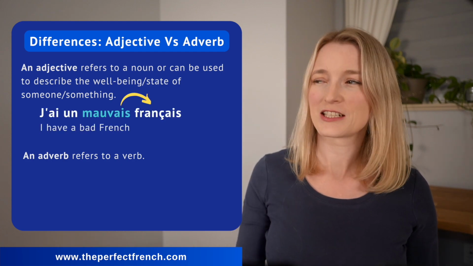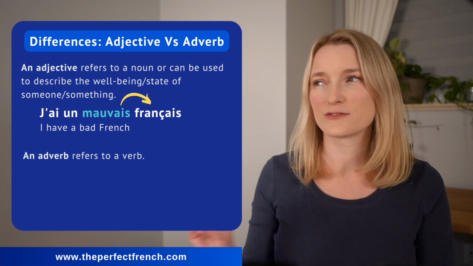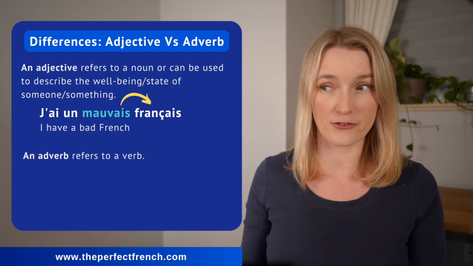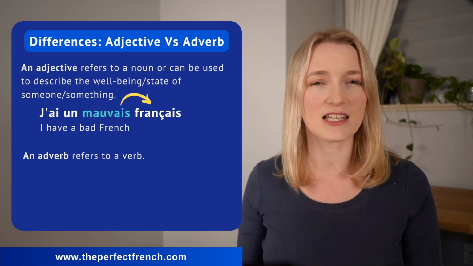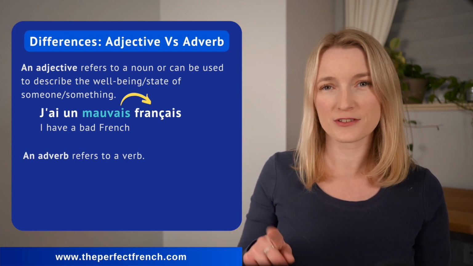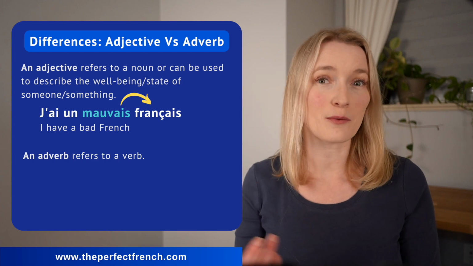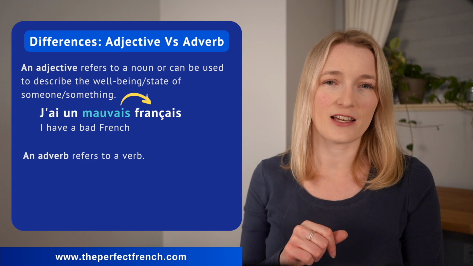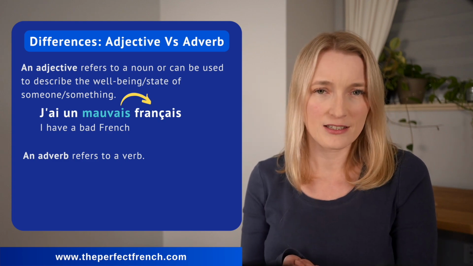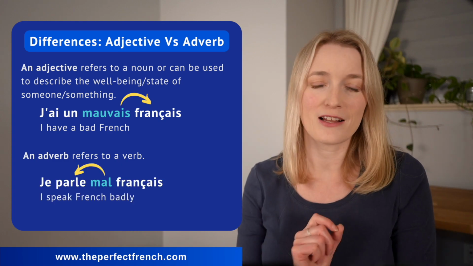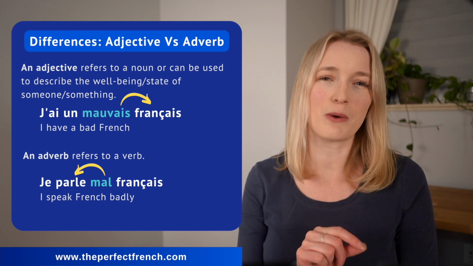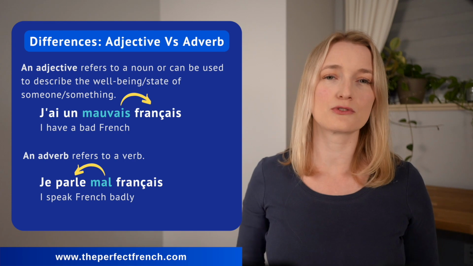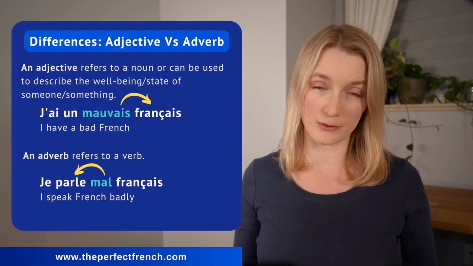So let's see. J'ai un mauvais français. I have a bad French. Mauvais is an adjective. It refers to French. But if you say, I speak French badly, je parle mal français. It's an adverb. Mal refers to parler, the verb.